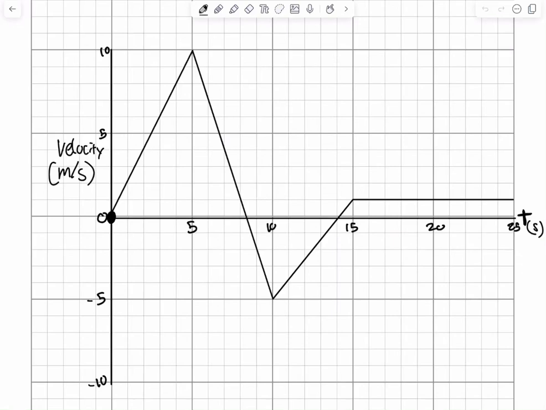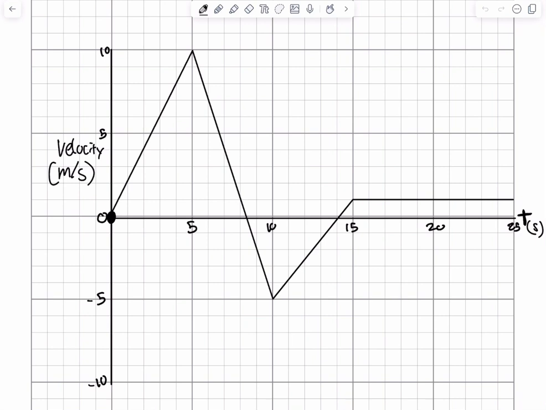Hello and welcome back. Today we're going to tackle velocity time graphs. We've looked at position time graphs and what we can glean from those. So let's take a look at its derivative in terms of time. So to begin, I have this lovely graph in front of us.